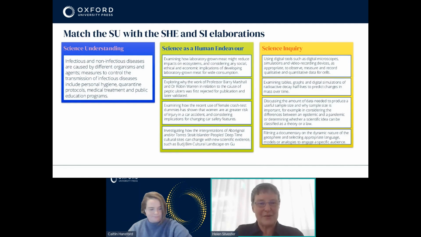Okay, one more chance. So this time we've got Year 9, infectious and non-infectious diseases. Now this is unique to Victoria. This is not from the Australian curriculum, so you'll need to dive a bit deeper to get resources for this, unless of course you're using our textbook. But we have Science as a Human Endeavour: Lab Grow and Meet, Professor Barry Marshall and Dr. Robin Warren. We've got female crash test dummies, which we've already decided was the previous one. And of course, we've got Aboriginal and Torres Strait Islander scientific evidence.